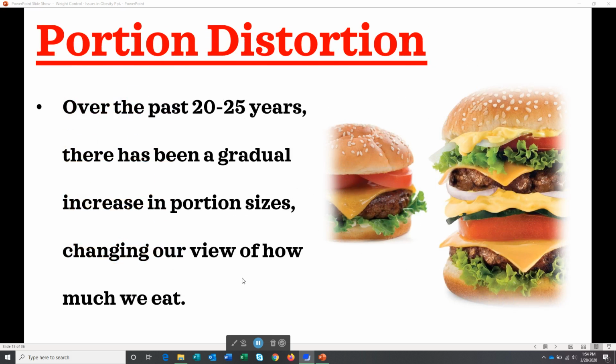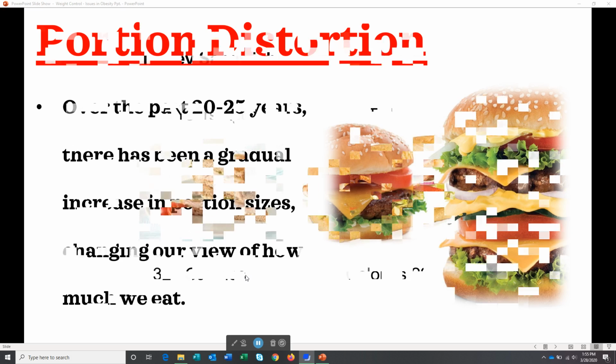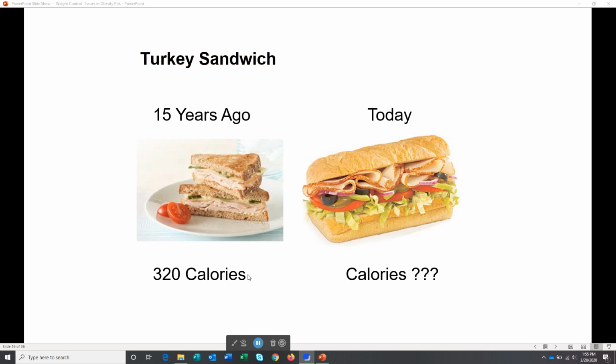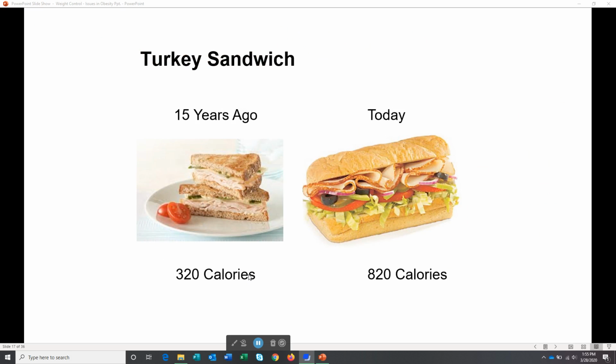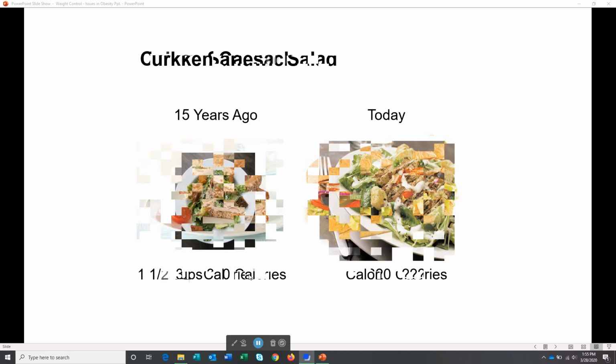Portion distortion, making a difference in our diets. Bigger is better. Over the past 25 to 30 years, there has been a gradual increase in the portion sizes that we can choose from, changing our view on how much we eat. I got some examples we're going to show you. 15 years ago, turkey sandwich was 320 calories. Today it's bigger and better and not as healthy. 820 calories for a turkey sandwich.